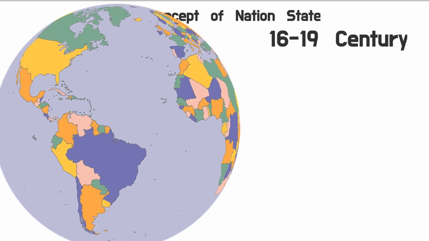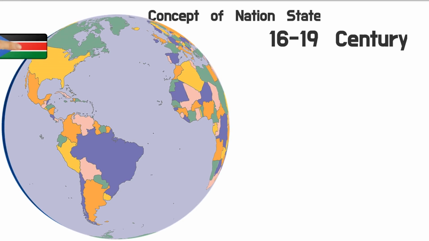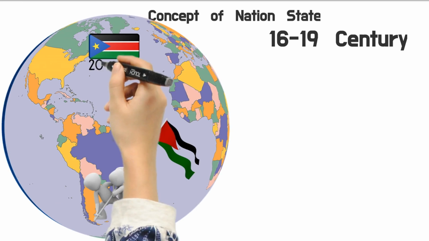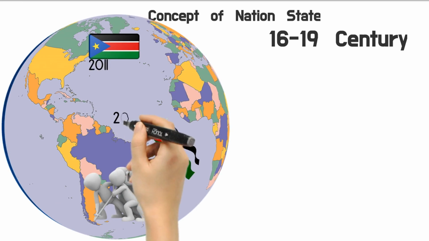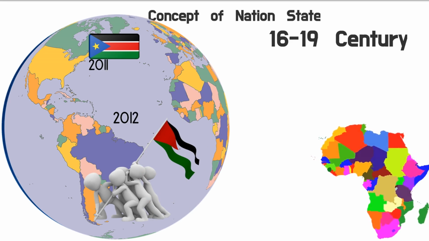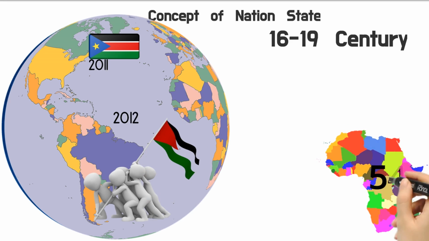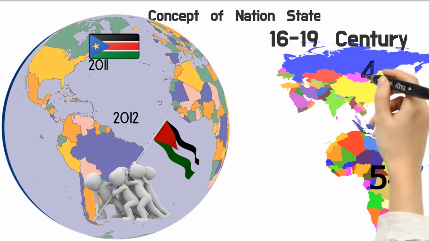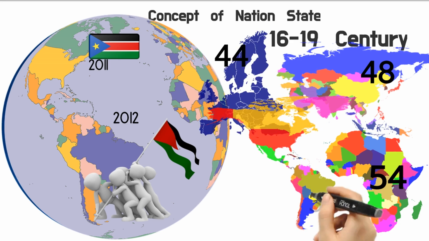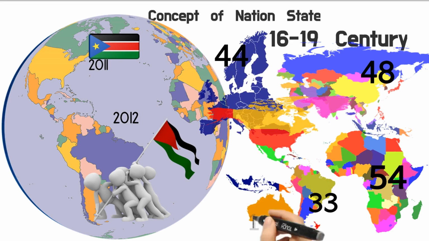The latest countries to be included in the United Nations list are South Sudan and Palestine, which joined the UN in 2011 and 2012. Of the 195 UN-recognized countries, 54 are in Africa, 48 in Asia, 44 in Europe, 33 in Latin America, 14 in Oceania, and 2 in North America.